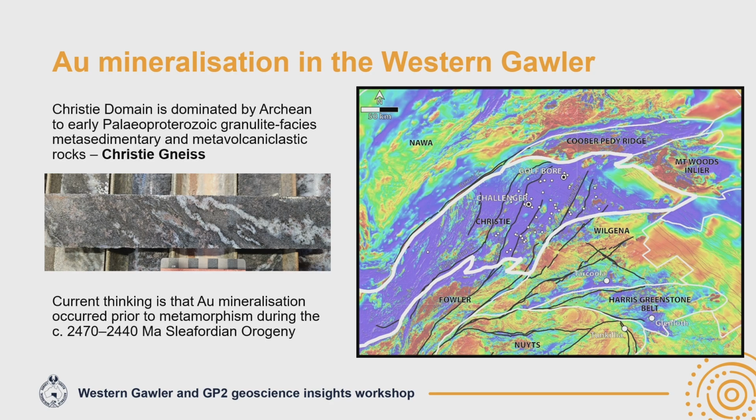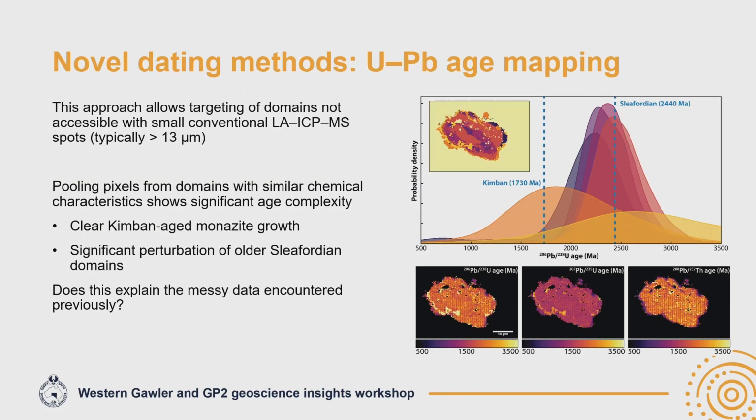We do have gold, and I guess this is work that Alex van Leuven did. It's really very interesting. We obviously knew before about the Challenger gold deposit and Gulfbore, and the common thinking is that this gold mineralization occurred prior to the metamorphism, during the Sleafordian originally. But some new work that Alex has done shows that especially Gulfbore seems to have some monazite growth during a time that is Kimban related.